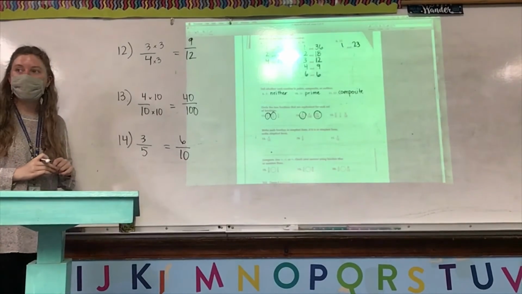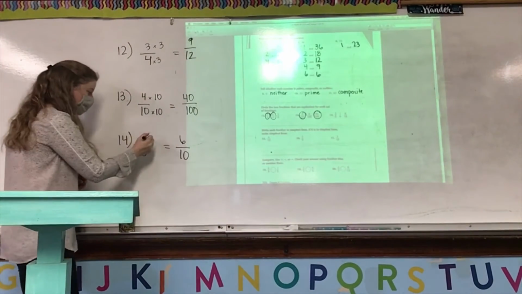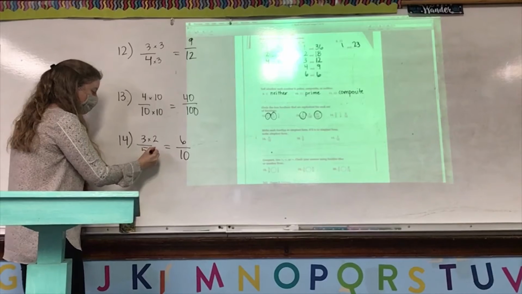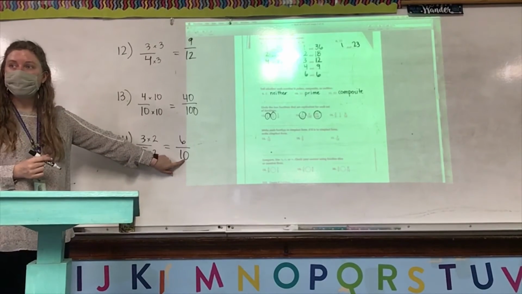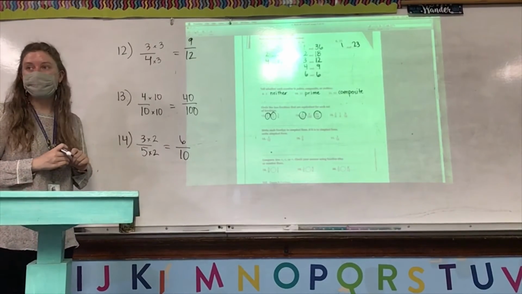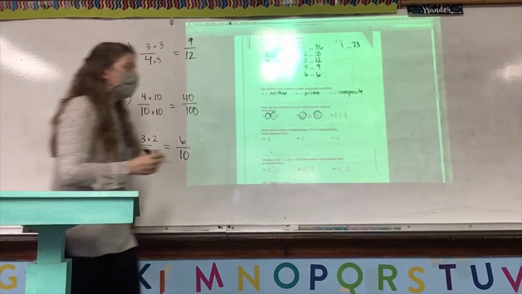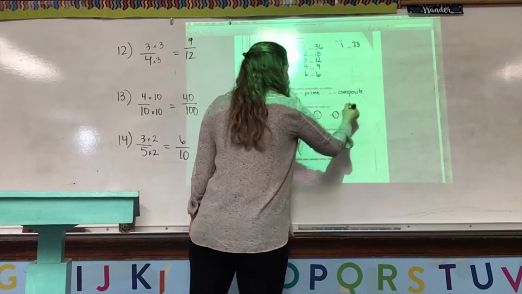Can we multiply 3 by anything to get 6? Yes. What can we multiply? 2. If we multiply 5 times 2, do we get 10? Yes. So which fractions are equivalent? 3/5 and 6/10.